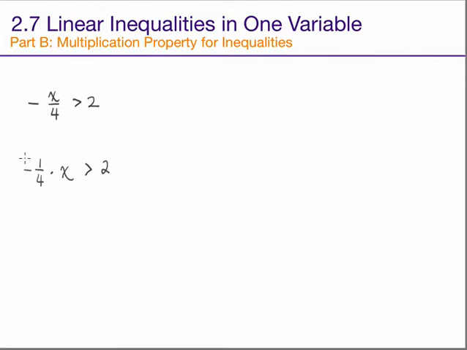So to solve this inequality, I want to multiply both sides by the number that's going to give me a 1 when I multiply them together. This number times negative 1/4 needs to be 1. Whatever that number is, when I multiply it on the left, I will also need to multiply it on the right. What number times negative 1/4 equals positive 1? Well, it's going to have to be negative because I need a negative times a negative to give me a positive.